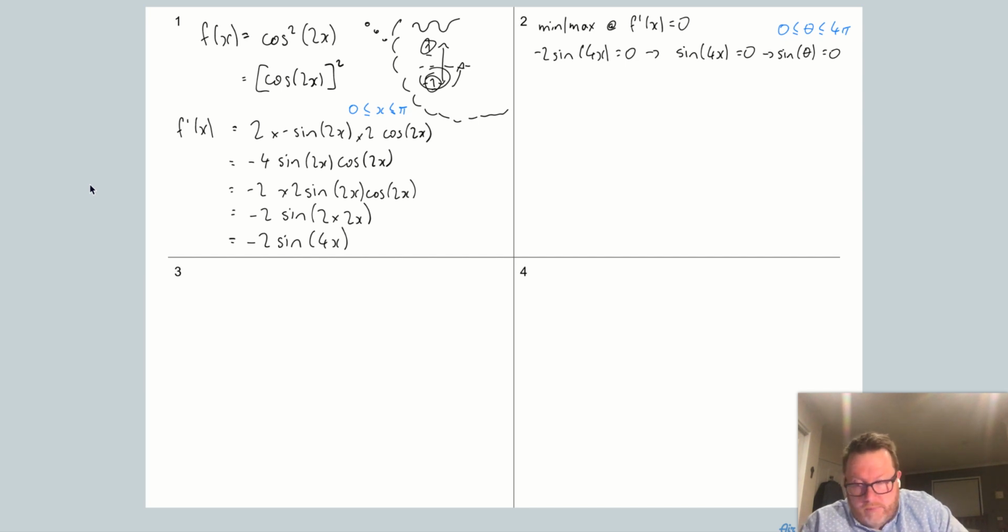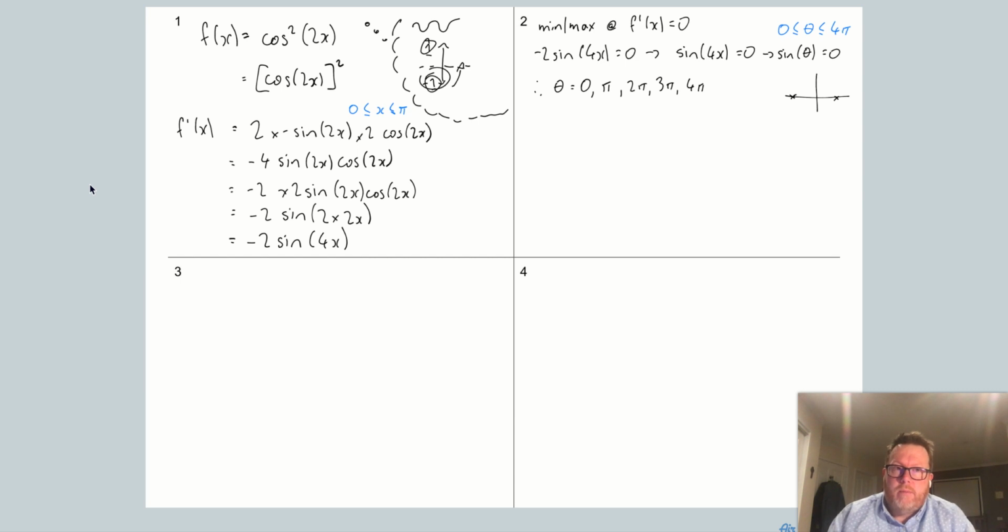Well, that'll be theta is equal to, just as a little unit circle here, the sine of an angle being equal to 0 occurs either here or here in the unit circle. So it'll be when theta is equal to 0, or theta equal to pi, or theta equal to 2 pi, or theta equal to 3 pi, or theta equal to 4 pi. So again, 0, pi, 2 pi, 3 pi, 4 pi.